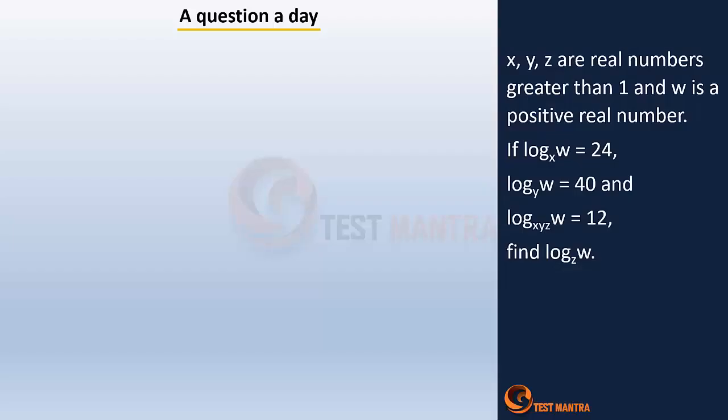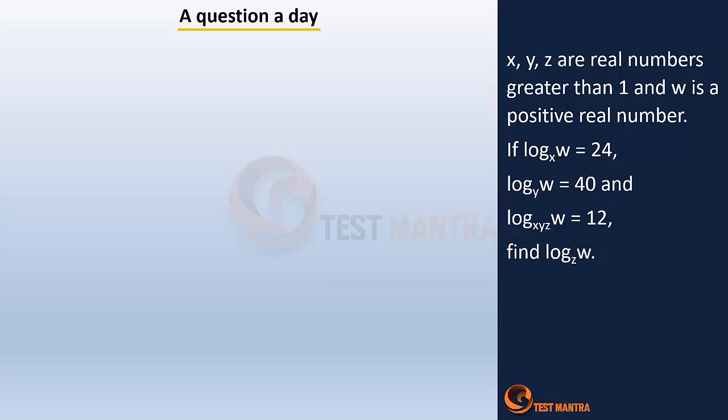It's given x, y, z are real numbers greater than 1 and w is a positive real number. If log w to the base x is 24, log w to the base y is equal to 24, and log w to the base x into y into z is 12. Find log w to the base z.